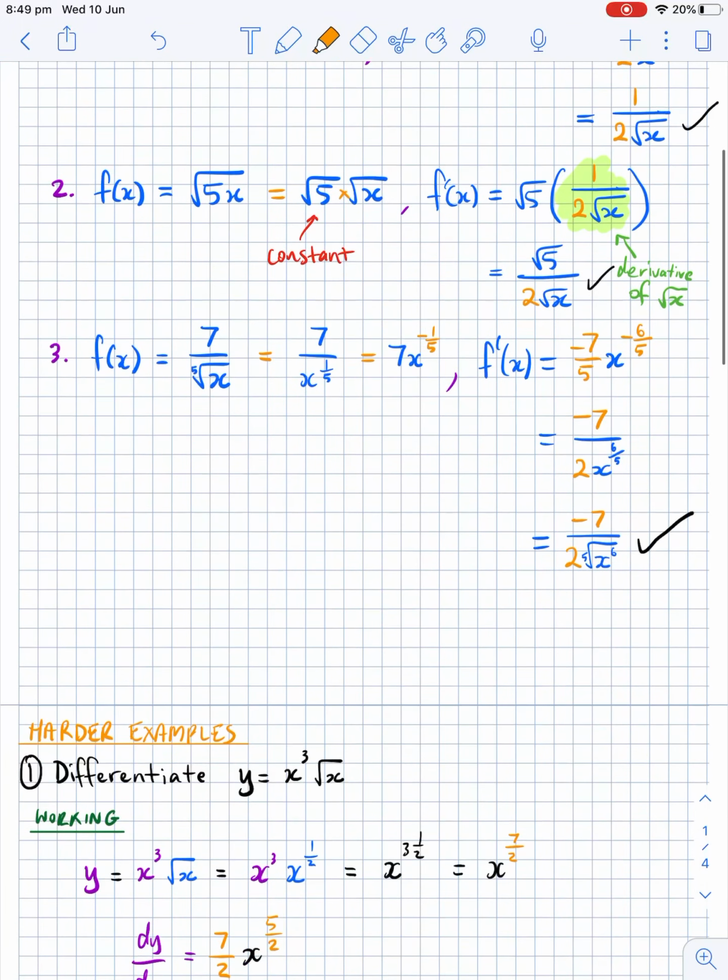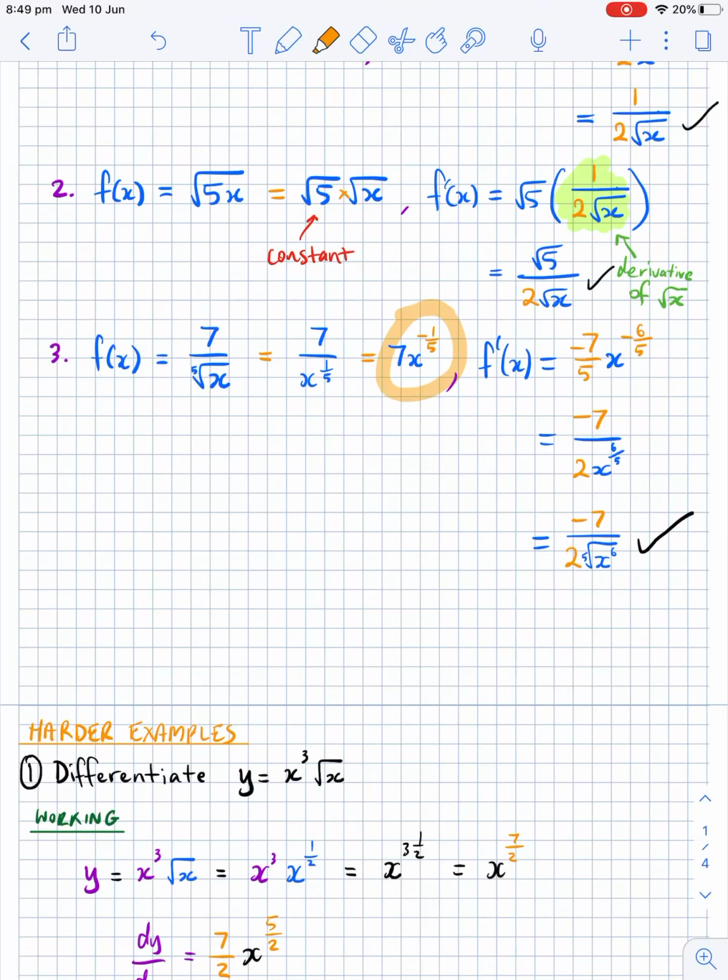A third one here, if we've got f of x equals 7 over the 5th root of x, we want to change this to fractional form, so we get 7 over x to the power of 1/5. Then, because it's on the denominator, change this to negative index form. So instead of x to the power of 1/5, it's x to the power of negative 1 over 5. And the 7 stays at the front.